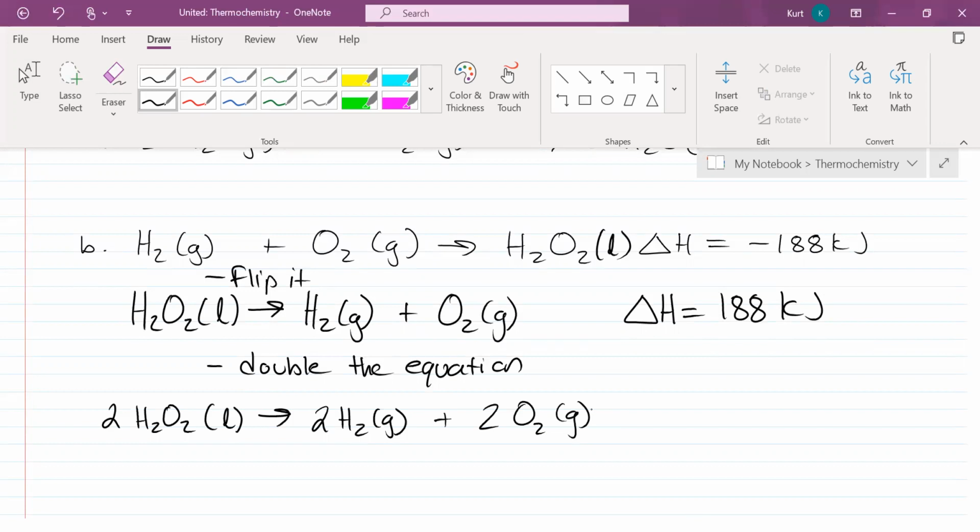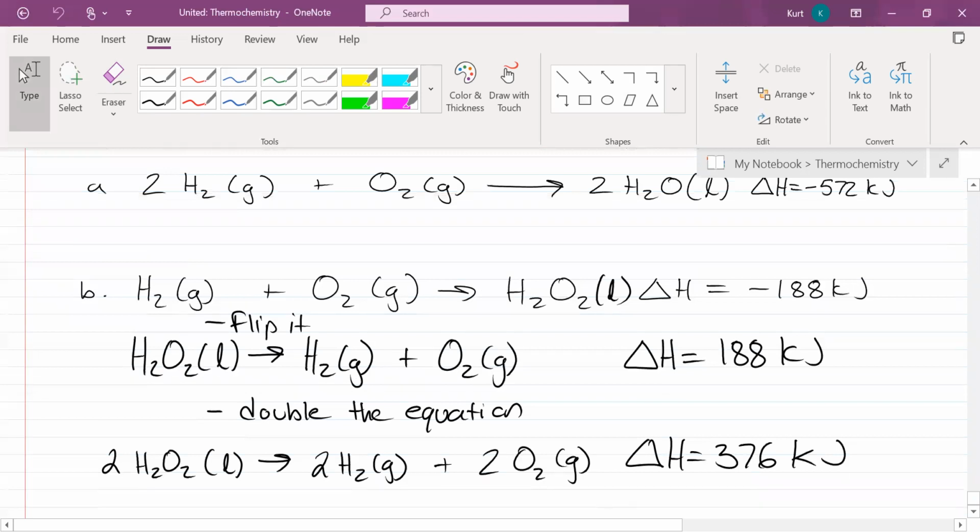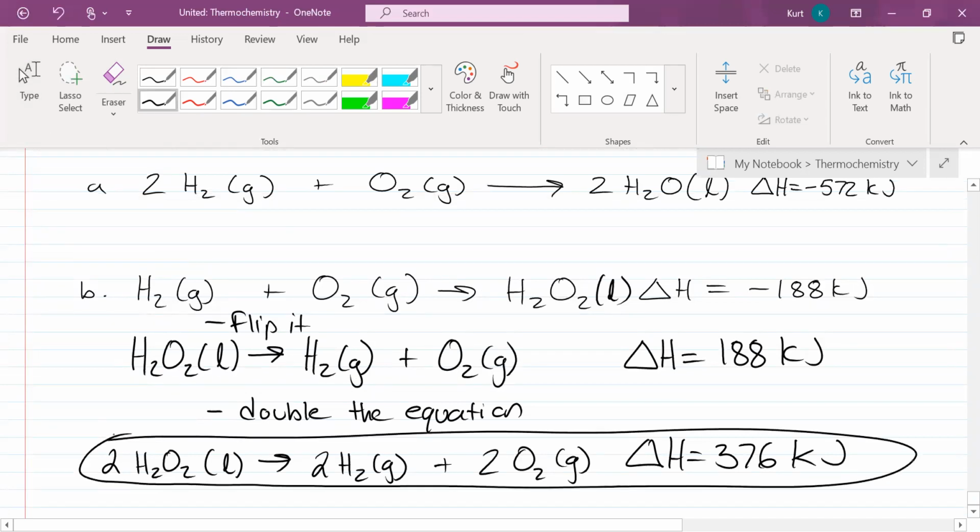You have to double the 188. So first you had to flip it. You went from negative to positive. Now you have to double it. So it's going to go from 188 to 376 kilojoules. Oop, not kilograms, kilojoules. All right, I think that we are done messing around with B. B looks pretty good. Let's take a look at A.